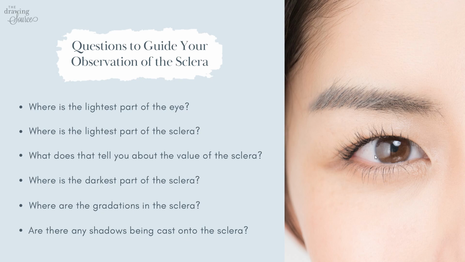Absolutely. Look at the gradual darkening from the lightest part of the sclera to here. And then there's a value jump right in the corner, where the sclera is considerably darker. On the right side, there's a lighter shape of the sclera here, and then it darkens towards the right. Notice this shadow being cast onto the sclera. These are the kinds of nuances that we need to notice to infuse our eye drawings with realism.